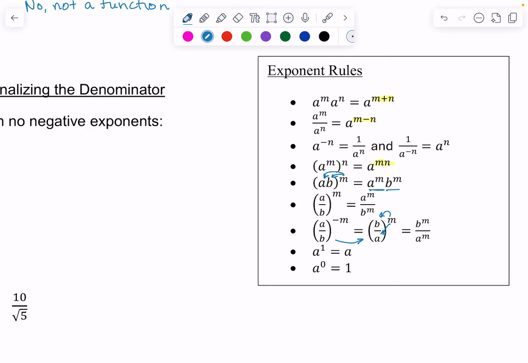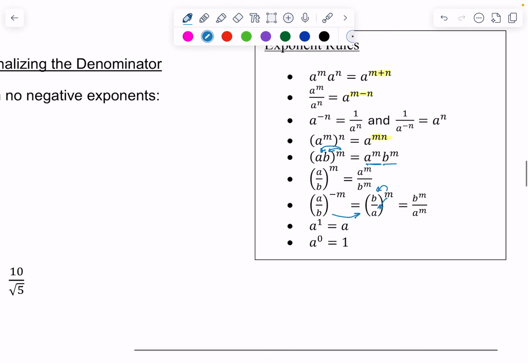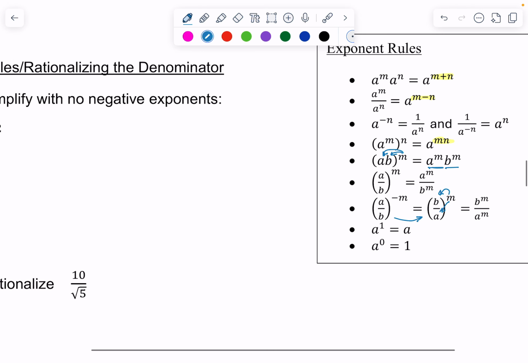All right. Other common things we see, a to the first power is just equal to a. It just means I've got one of them, and a to the 0th power equals 1. That goes for any a's. All right, so let's take a look.